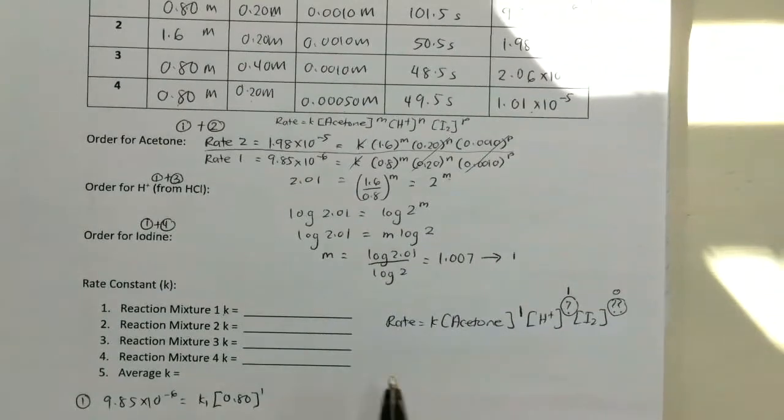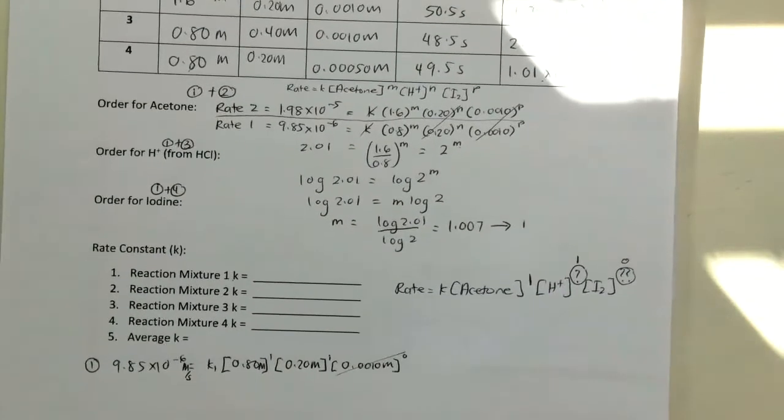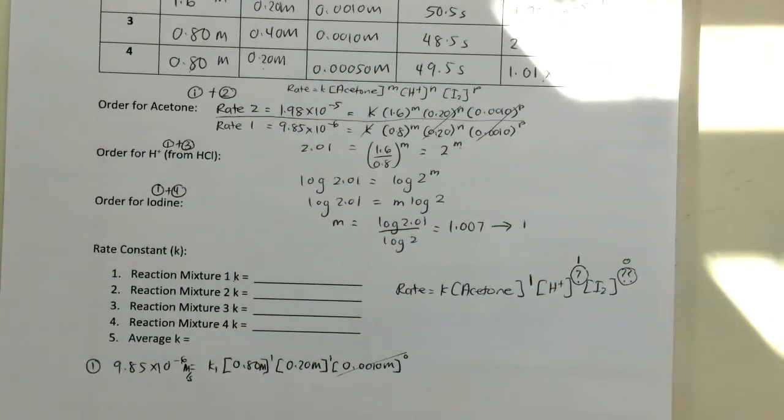Now, I'll go ahead and write down the units, that way you can see. So this here is molarity per second, and then this is molarity. And then we have 0.2 molarity to the power of 1. And then we have 0.0010 molarity to the power of 0. Lucky for me, anything to the power of 0 turns to 1, so I can just drop that term completely. If you don't have a power of 0, then you have to keep going with all those numbers on there.